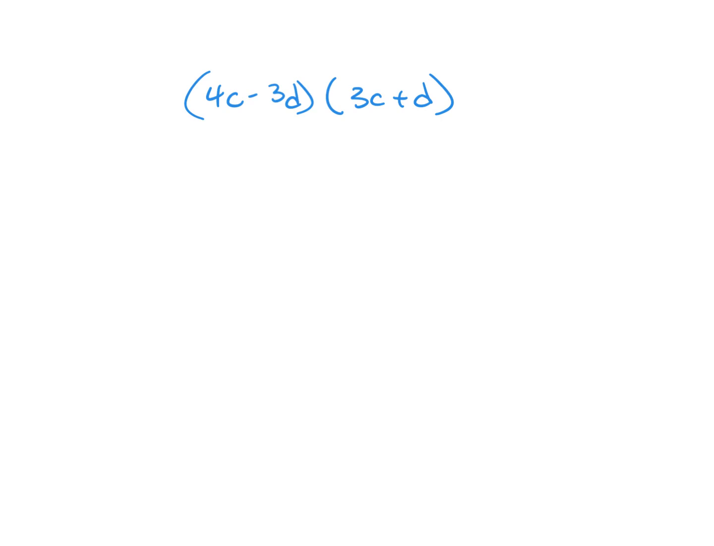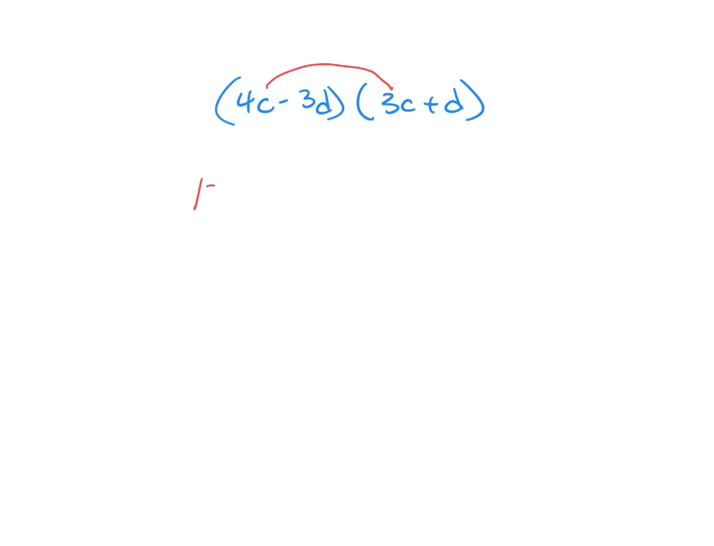You just foil, and if you know the Box method, you could do it that way. Whatever way you do your foiling, you've got 4c times 3c is 12c squared. 4c times d is 4cd. This here is negative 9cd.